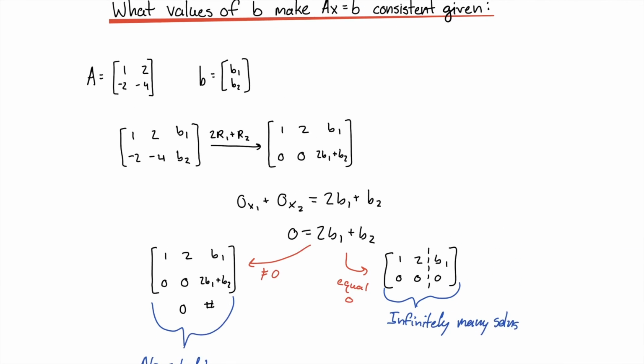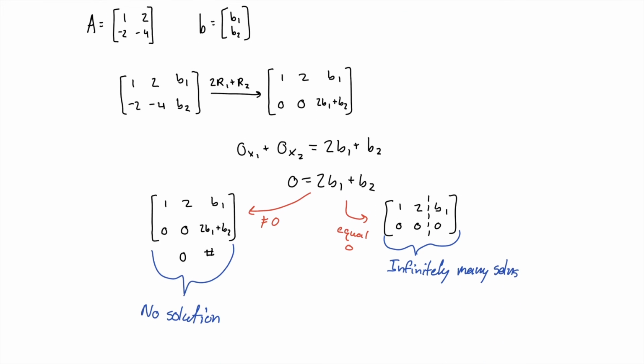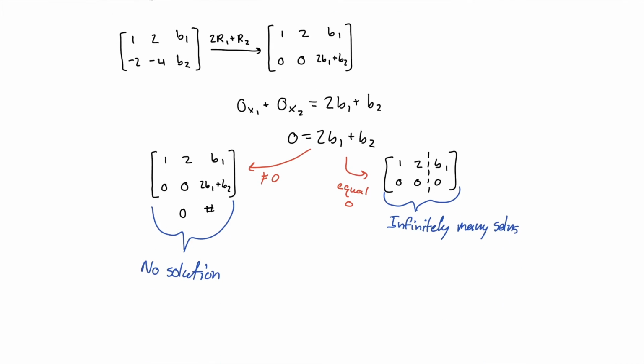So to answer our original question, what values of b make Ax equals b consistent, well, we have solutions for the system when 2b1 plus b2 equals 0. And you could write this as b2 equals negative 2b1, but we'll only have solutions when this quantity here equals 0.